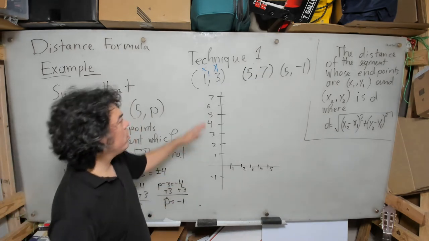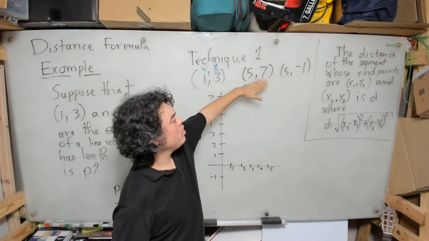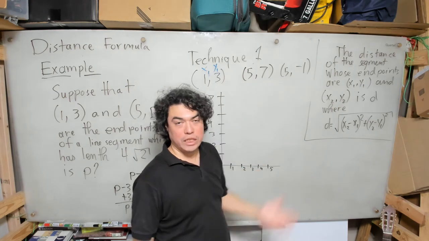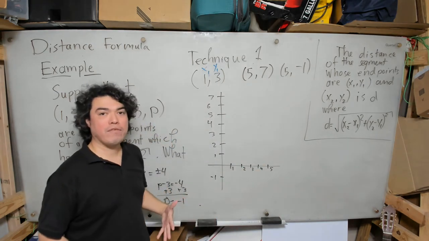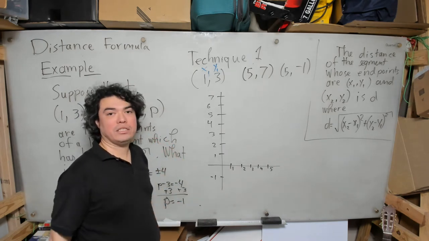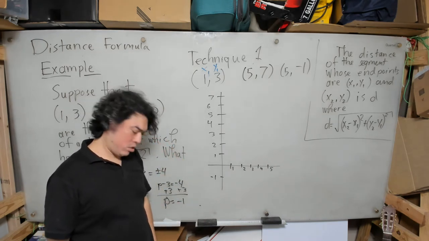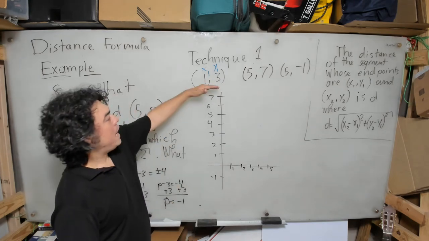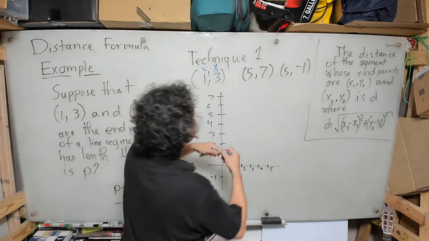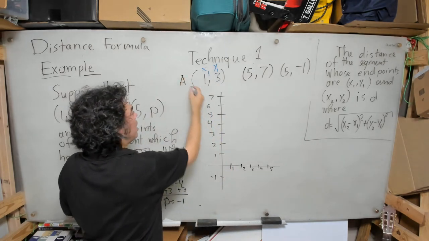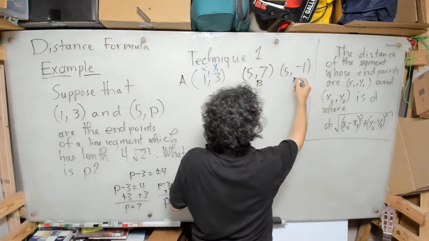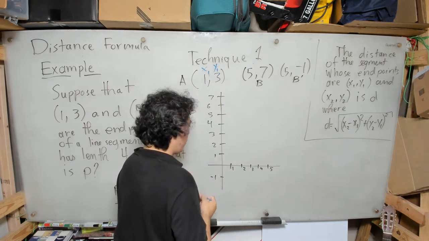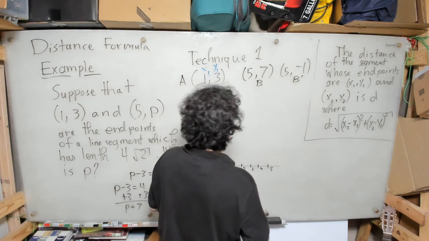So here I've replaced my 5, p with the two points that we got from using the distance formula to force the 5, p point to give a segment with length 4 square root of 2. And of course, we have this point here. Let's call this point A for convenience, and let's call this point B, and let's call this point B prime, okay? Just to indicate that there are two candidates for B. Or not that they're candidates, they are. And we're going to look at that.